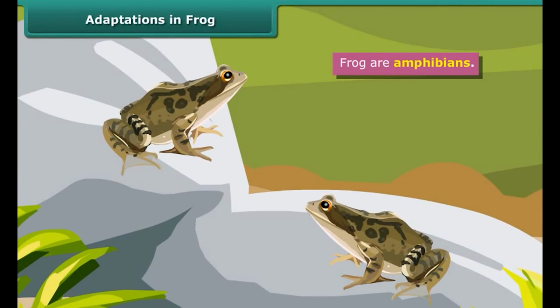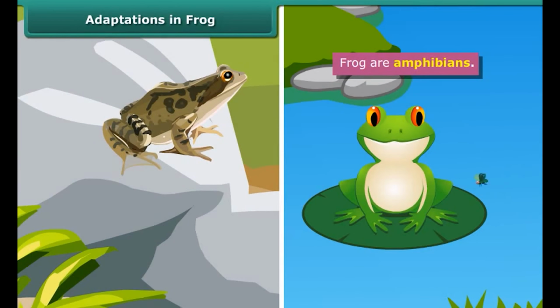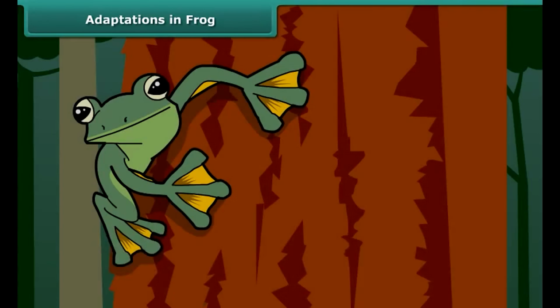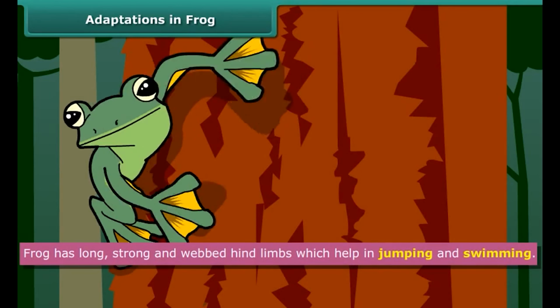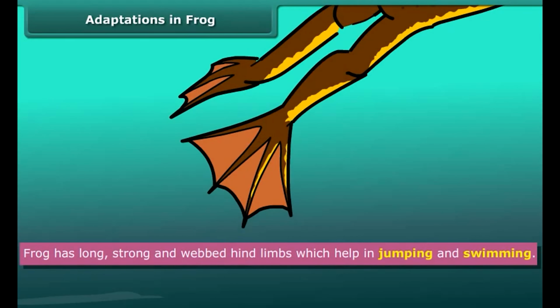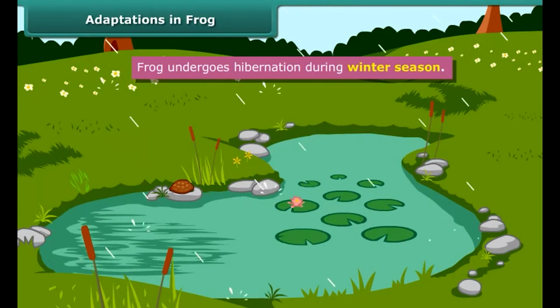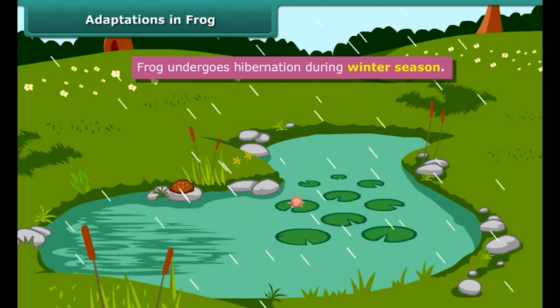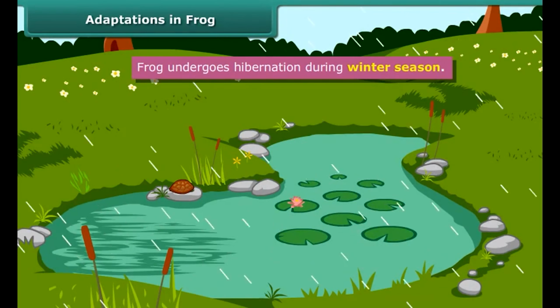Students, we all know that frogs are amphibians. They can live both on land and in water. So they have specially developed features that allow them to live both on land and in water. Frog has long, strong, and webbed hind limbs that help in jumping and swimming. Frog undergoes hibernation during the winter season.